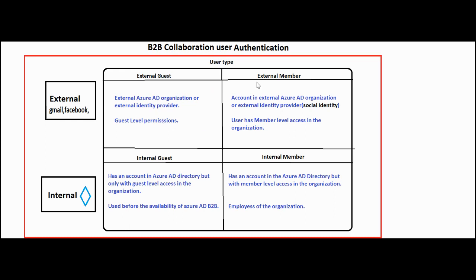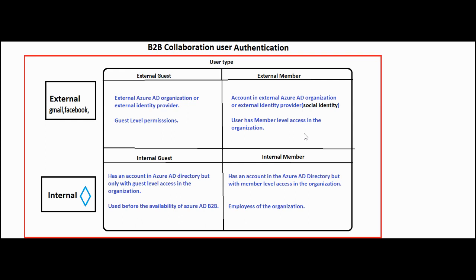And when it comes to the external member, the B2B collaboration user has an account in an external Azure AD organization or an external identity provider such as a social identity. And users will have member level access to the resources in your organization. The external member scenario is common in organizations where they have multiple tenants. And for the external member, the user type is member.